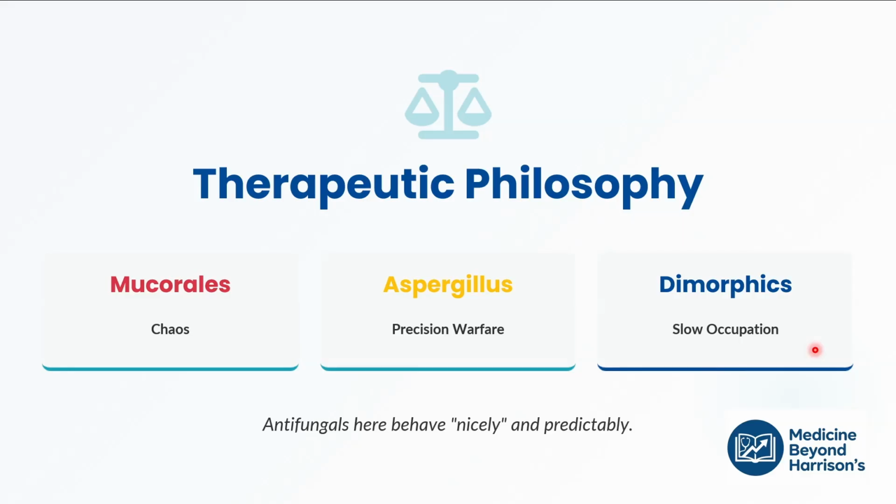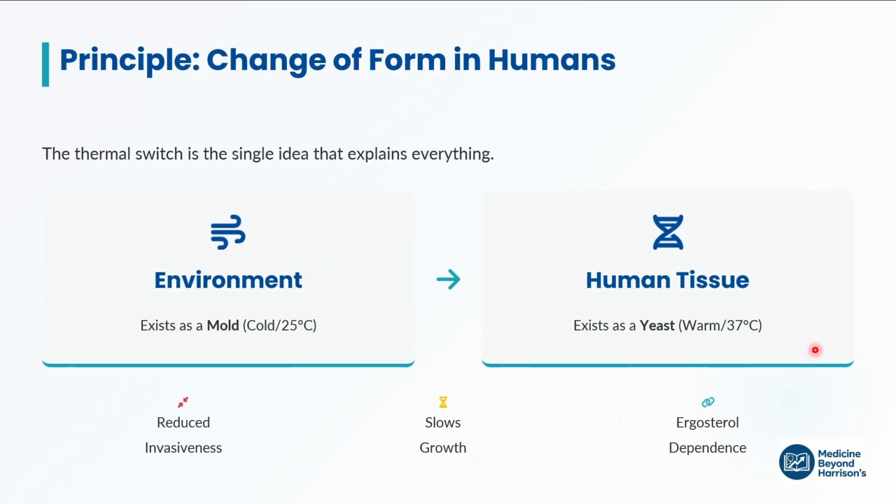whereas inside the body they act as yeast. That's why they're called dimorphic fungi. So the change of form in humans, the thermal switch, is the single idea that explains everything about antifungal therapy for dimorphic organisms.